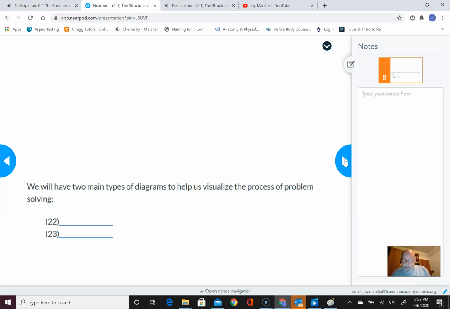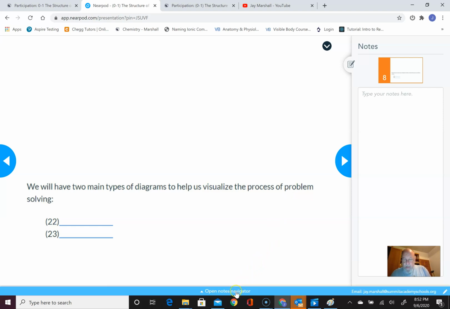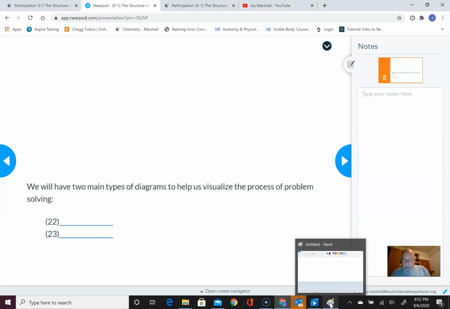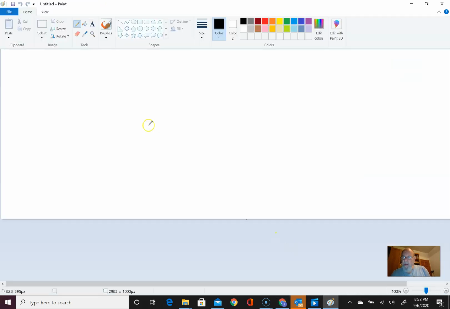But I'm going to go to another page here to kind of help us see this. I'm going to go to a blank page that I can draw on and illustrate what we're talking about here. And I'm also going to pick the computer up, so my face is going to get a little bit closer to you. Try not to freak out.